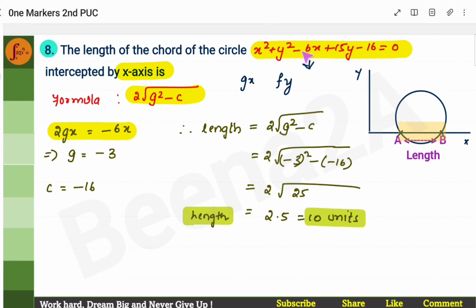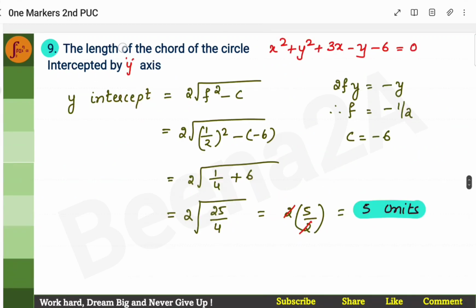From this equation, minus 6 is equal to 2gx. So you'll get the value of g. And c you know, this only number constant is c. Remember to put the sign, c is minus 16. So substitute g and c and you'll get the x-intercept. This is nothing but the x-intercept. So it is 10 units.